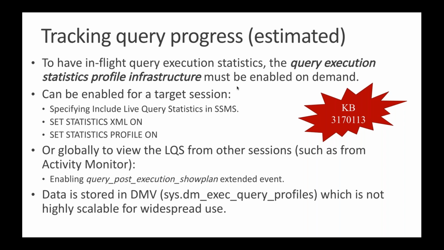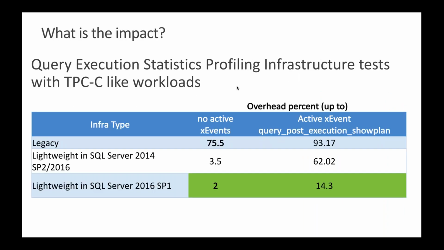Data is stored in a DMV, which is not highly scalable for widespread use before SP1. So here, this is what our query execution statistics looked like. With no active XEvents, the overhead percentage for 2014 was up to 93%. With 2014 SP2 and 2016, 62%. Now with 2016 SP1, down to 14.3. So it's still not something you exactly want to turn on in prod, but it becomes a little bit more usable if you're trying to troubleshoot a problem query.